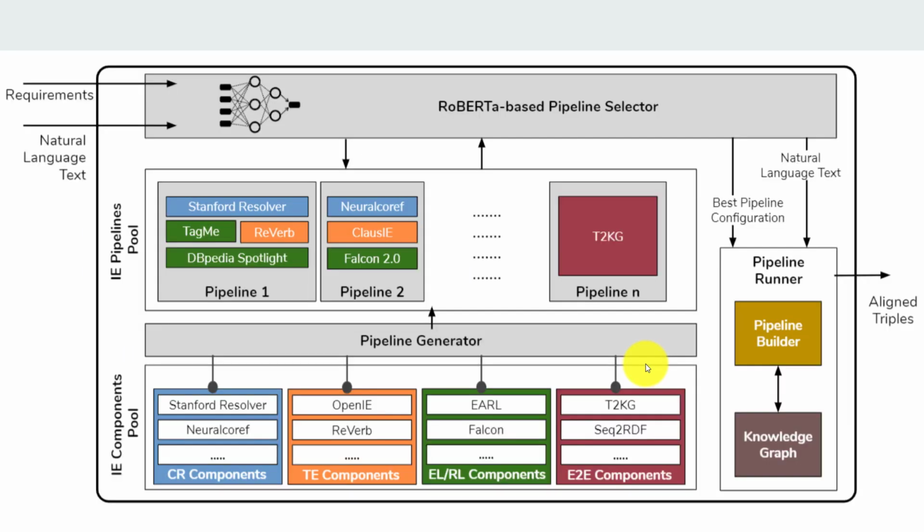How is the framework actually created and designed? So Plumber is a modular design framework that has separate modules that interact with each other. Let's start from the bottom of the framework, which is the IE component pool. Here we can see we have different types of components that perform different subtasks of the overall information extraction task. Using these components, certain pipelines are generated using a pipeline generator, and we see here in the IE pipeline pool samples of different pipelines that can actually be created from the underlying components.